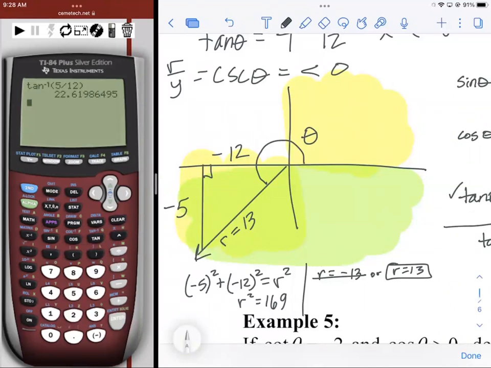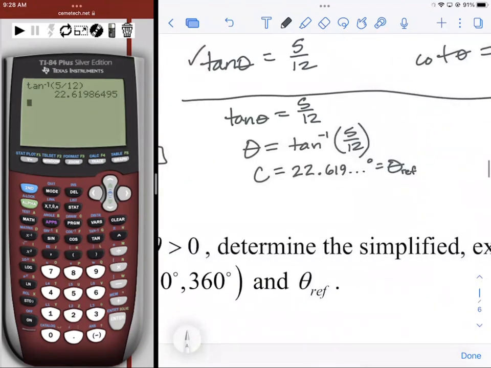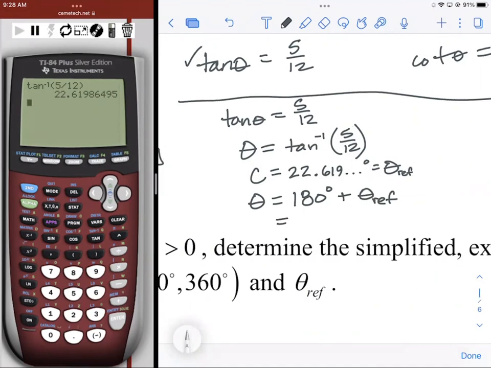What do I do? Add 180 to it, right? Because now I can see I'm all the way at 180 plus the reference angle amount. So my angle theta should be 180 degrees plus theta ref, which I could just, again, on my calculator, say plus 180. Boom. Then we get 202. So theta is 202.619 degrees. I truncate.